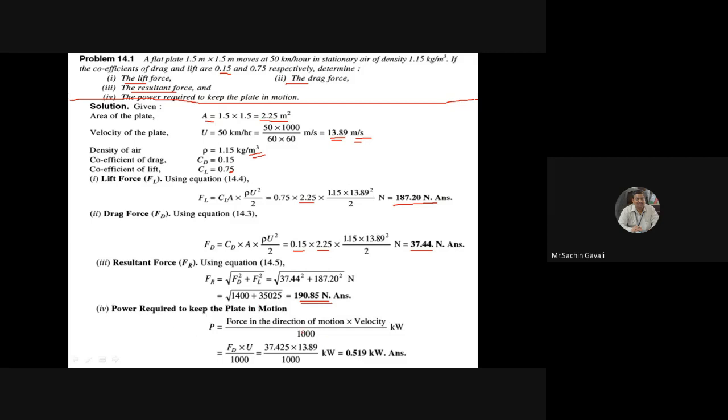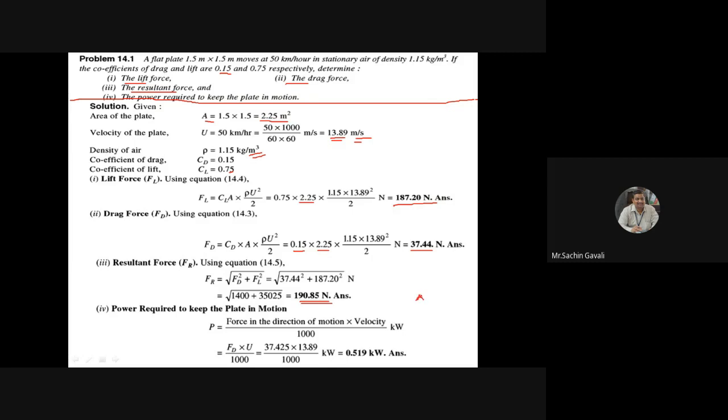And power required to keep the plate in motion. First of all, don't worry about 1000. Afterwards, you can divide. First of all, calculate in watts. Don't divide by 1000; finally, you divide. So power required to keep the plate in motion, what is the formula? To keep the plate in motion, which force is responsible? Lift force, you know.